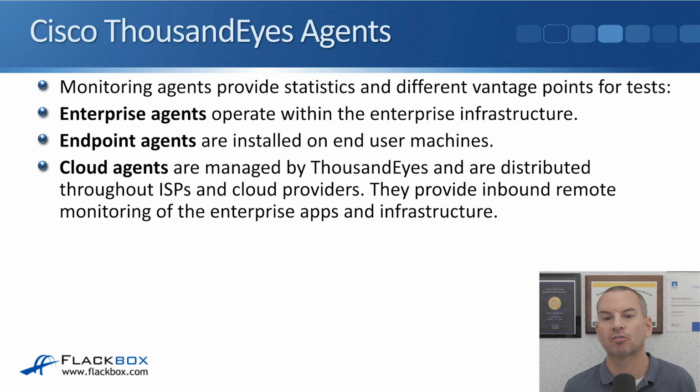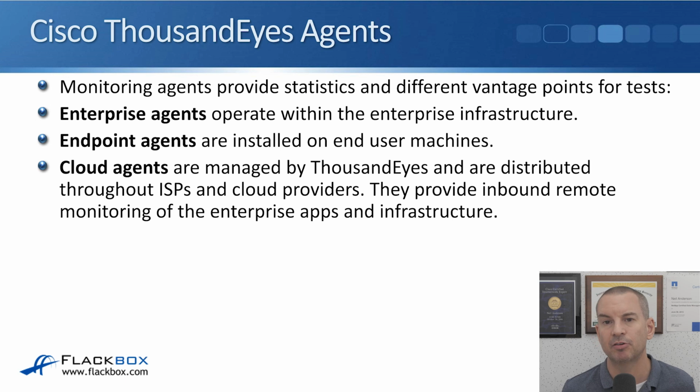Endpoint agents are installed on your end user machines, for example, Windows desktops. They can then provide statistics on things like response time that the user is experiencing, and you can also run tests from here as well. More likely, you're going to run tests from an endpoint rather than from a network device. So that way, you can say that your application is in a cloud provider, you can run a test from a desktop, and you will see the performance of that application.